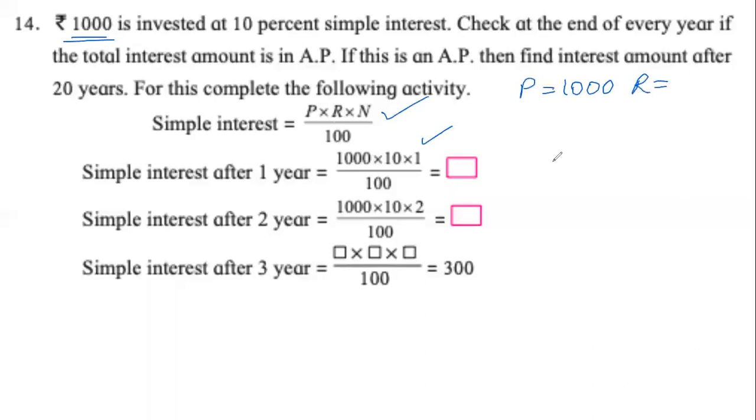R equals 10. Where is this 10 coming from? Here. Actually, it is 10%, and that is why we have 100 in the denominator. And that is why we need not write the 100 in the formula. And into 1. Where is this 1 coming from? This 1.